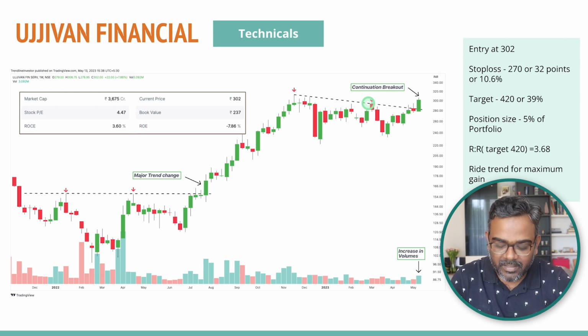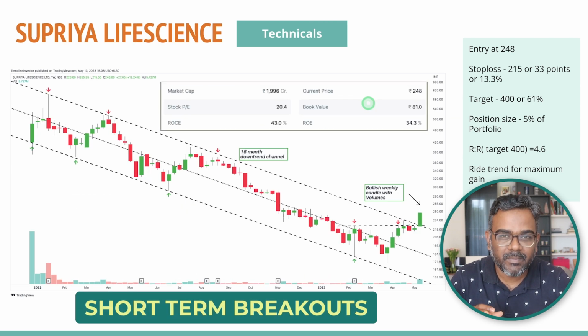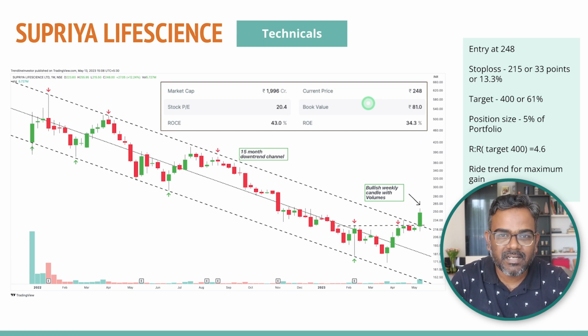Okay, so the other three stocks today are basically short-term breakouts. They are not major trend changes on charts, but they are short-term breakouts definitely, and they came in my CCI daily scanner, 100 crossing 100. So the fourth stock for today is Supriya Lifesciences.